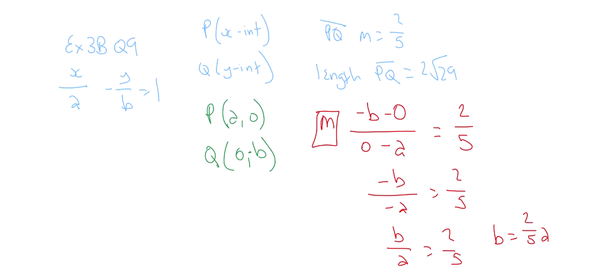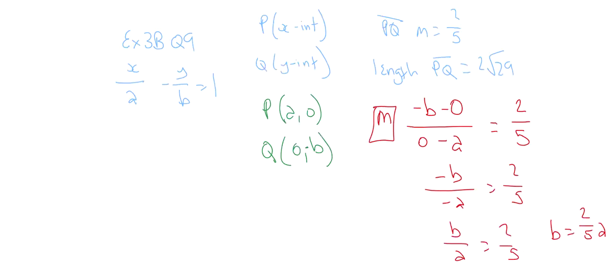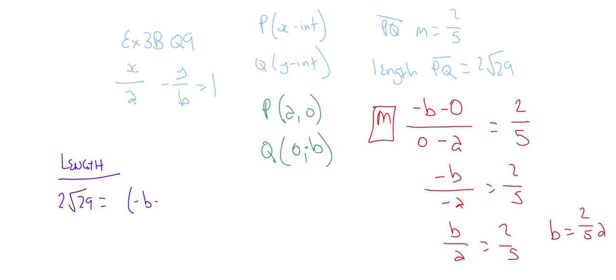That's really helpful. Again, we have two unknowns, but we also have another piece of information. If I find the length, I will still have two unknowns, but then I can substitute in B for A, and we won't have two unknowns. So let's go back over there and try to find the length. I know the length is 2 root 29. Using my distance formula, I've got negative b minus 0 squared plus 0 minus a squared, all square rooted, using these two coordinates again.